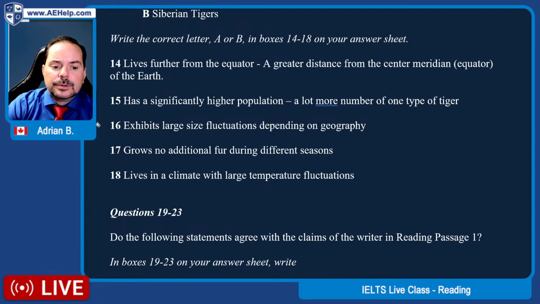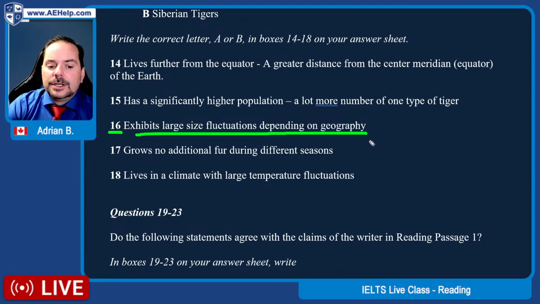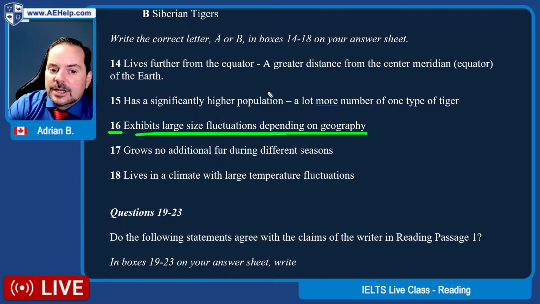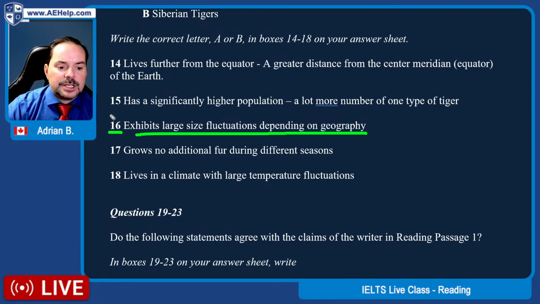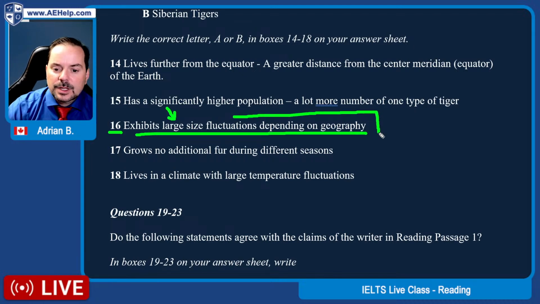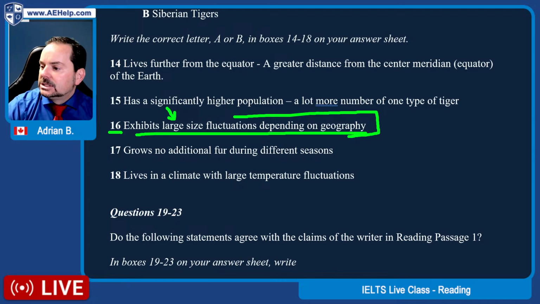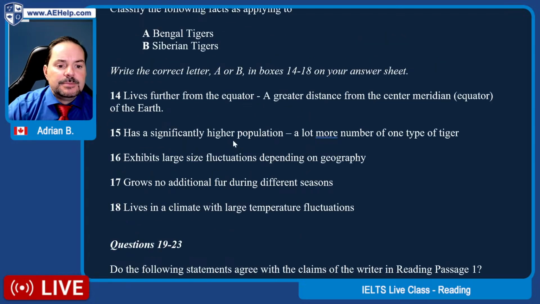So, active reading. Number 16. Exhibits large size fluctuations depending on geography. So it can be bigger depending on where it lives. Which one? Is it the Siberian tiger that can be bigger depending on its location, or the Bengal tiger? A or B for number 16. Large size fluctuations depending on geography. Okay. A lot of you are saying that it's a Siberian tiger.